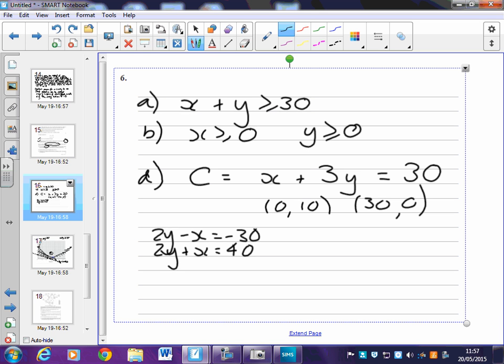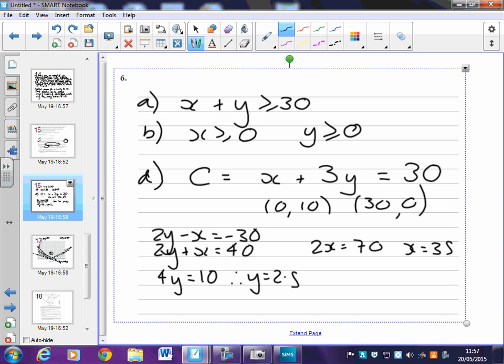To solve this, I could start by adding the 2 equations, which gives me 4y equals 10, as the x's cancel out, therefore y is equal to 2.5. To solve for the x's, subtract the 2 equations, bottom take away top. That gives me 2x is equal to 70, so x is equal to 35.